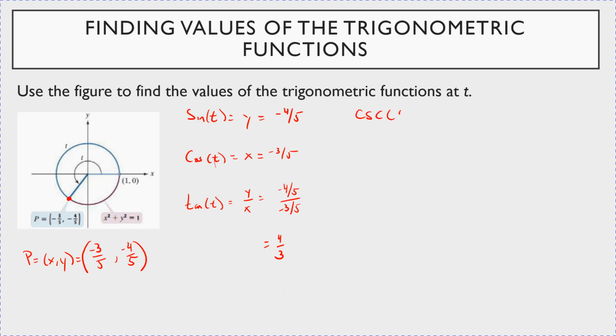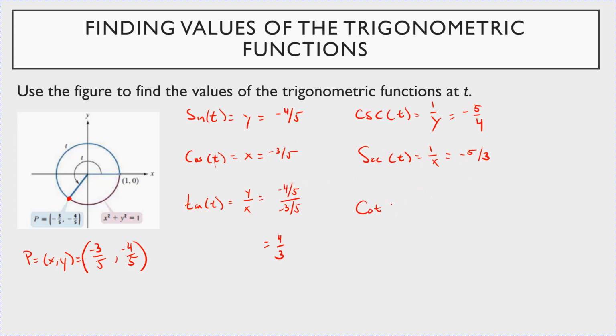Cosecant of t is 1 over y, so it's the reciprocal of this. So that would be minus 5/4. Secant of t, it's 1 over x. This would be the reciprocal of this, which would be minus 5/3.